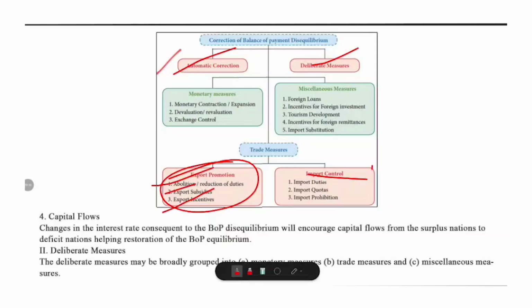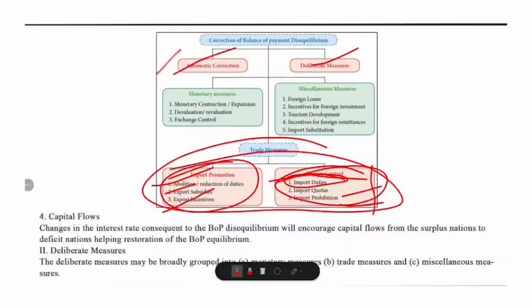And what are the import controls? First one, import duties. These are taxes on imported goods to reduce import demand. Import quotas, that is a limit on the quantity of goods that can be imported. Then import prohibition, that is a complete ban on some goods to reduce imports drastically. So these are the import control measures. So these are the trade measures.